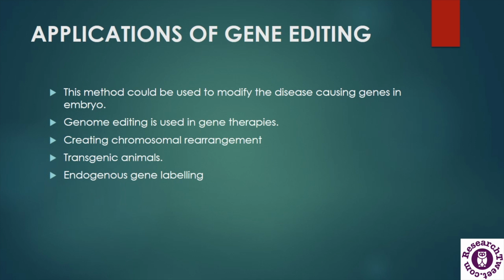Gene editing is also used to create chromosomal rearrangement with the help of editing in the genome of the organism, and it is a very useful application for the method of making transgenic animals, and also for the formation of transgenic plants. We know that both transgenic animals and plants are very useful and have great economic importance for human beings. So for the formation of these transgenic animals and plants, the method of gene editing could be used. It is also used for endogenous gene labeling.